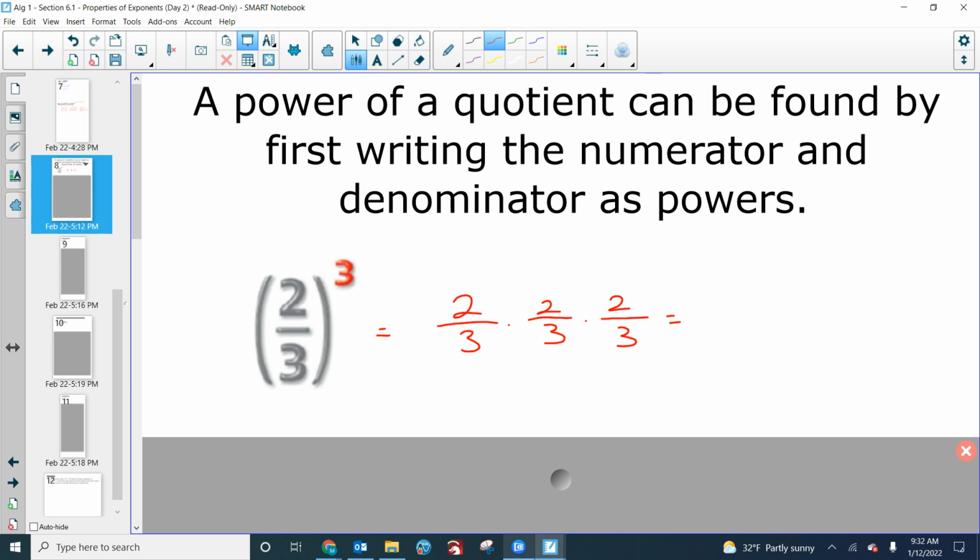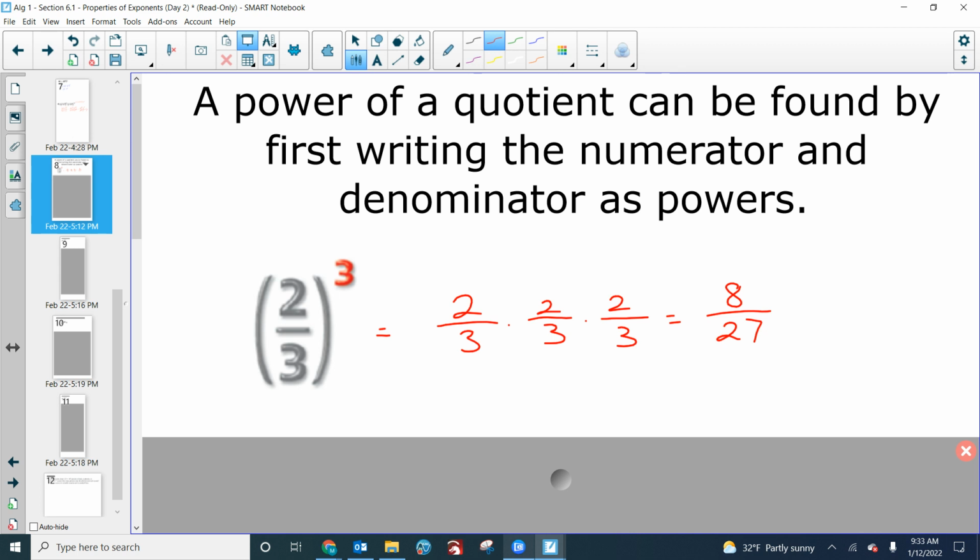What's the numerator? What's 2 times 2 times 2? 8. What's 3 times 3 times 3? 27. This is our answer, but we're going to write it a different way. Now, this is how I would want you to write it. But we're going to do this again. We're going to use a shortcut.